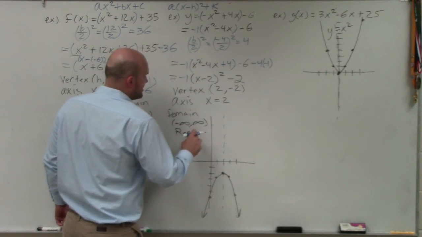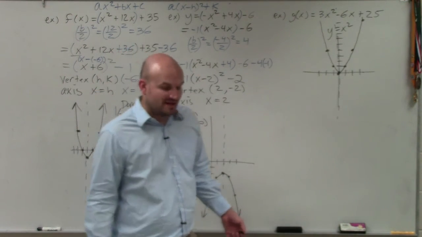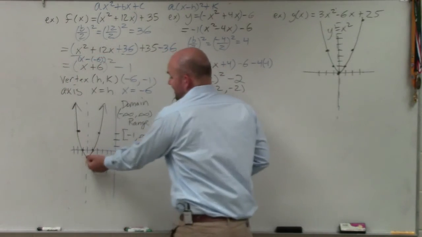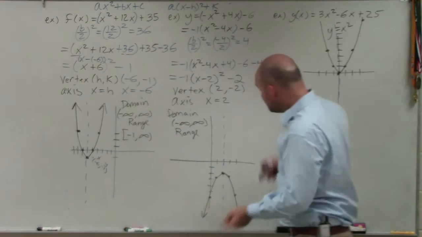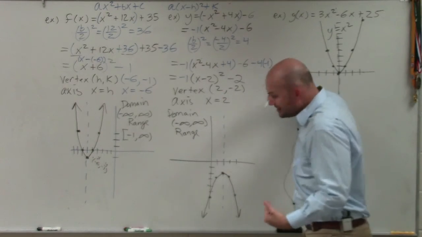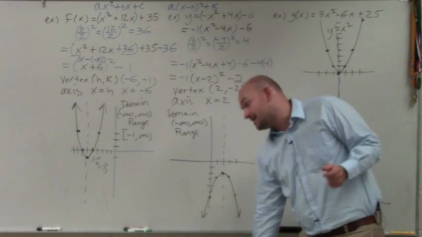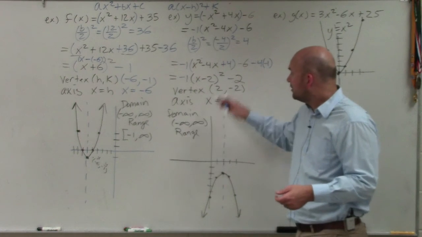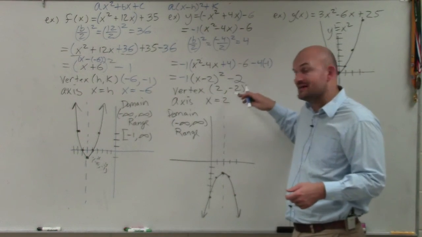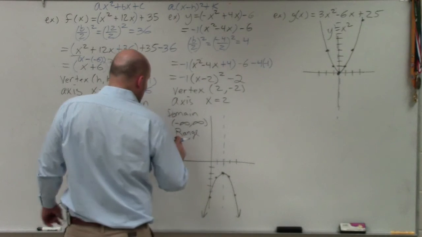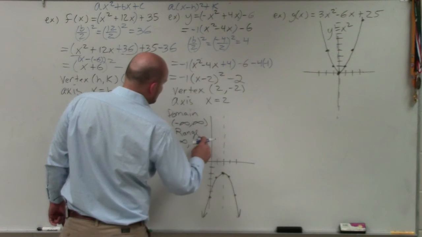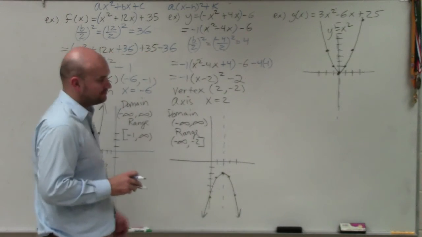The range, again, remember, is the set of all y values. How low does this graph go? Well, in this example, the graph was stopped at negative 1, but it was continually going up. Well, this one, the graph is now facing down. So the lowest the graph's going to go is negative infinity. But the highest it's going to go is the y-coordinate of the vertex. Let's look at the vertex. The y-coordinate is negative 2. So my range is going to be from negative infinity to negative 2, which is included.